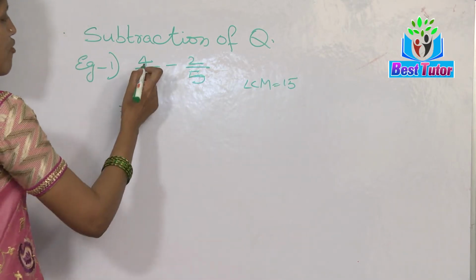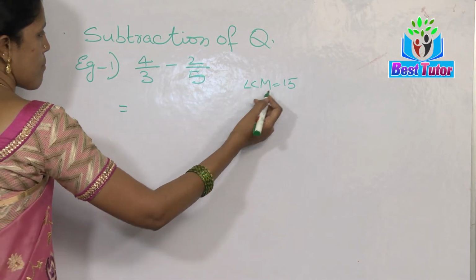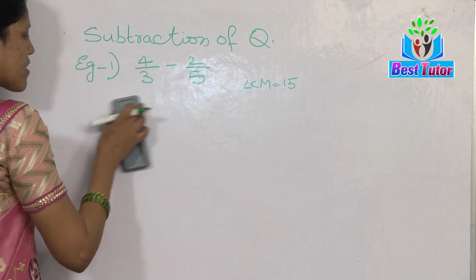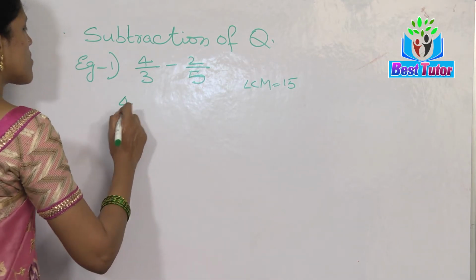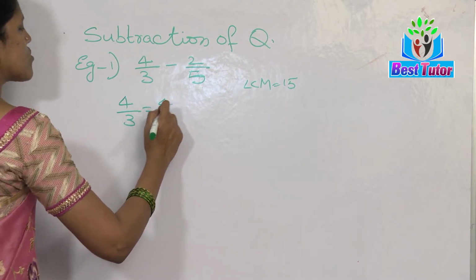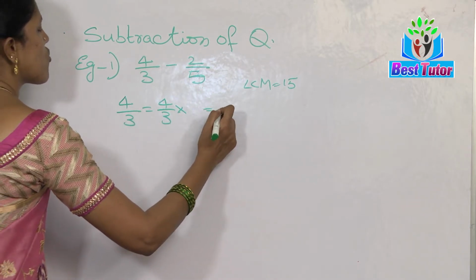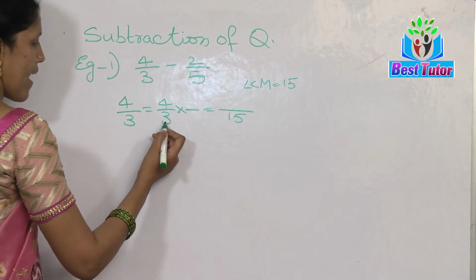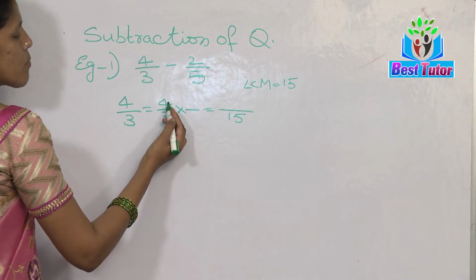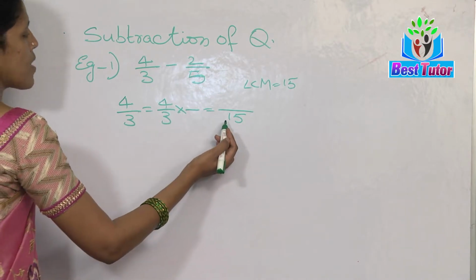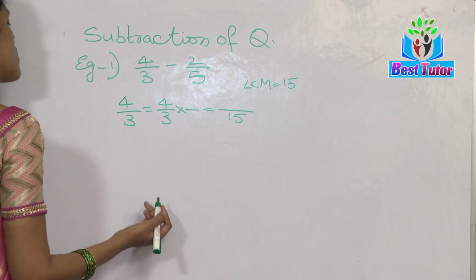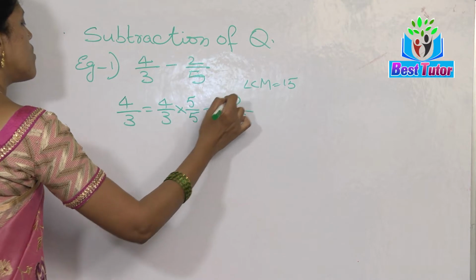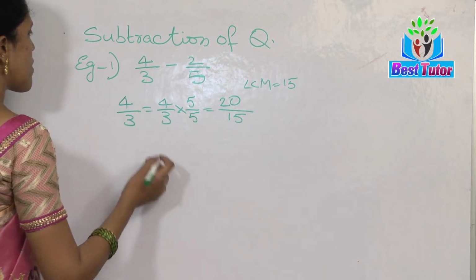So I have to convert 4 by 3 as a rational number with 15 as the denominator. So how do we convert 4 by 3 as a rational number with 15 as the denominator? 4 by 3 is equal to 4 by 3 into dash. What am I supposed to do here? I have to multiply both the numerator and denominator with some number so as to get 15 in the denominator. 3 into 5 is equal to 15. So 4 by 3 has become 20 by 15.